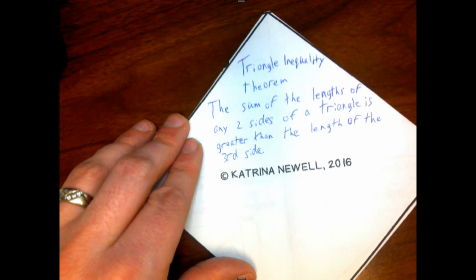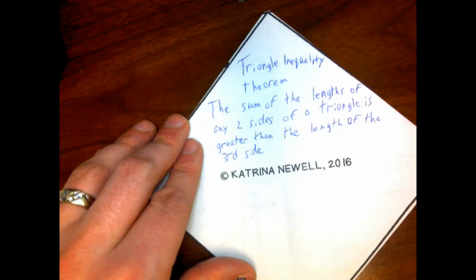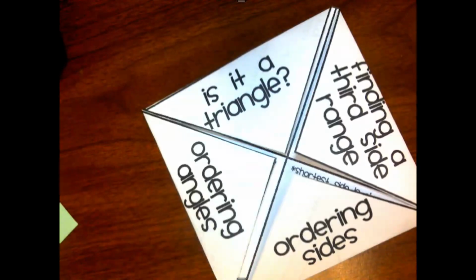In other words, if I add up any 2 side lengths in a triangle, I'm going to get a number bigger than the other side. If I don't, then it's not possible to make a triangle with those 3 side lengths. So as we look at these examples on the other side, we'll see some of the ways that that works out. So first, is it a triangle?